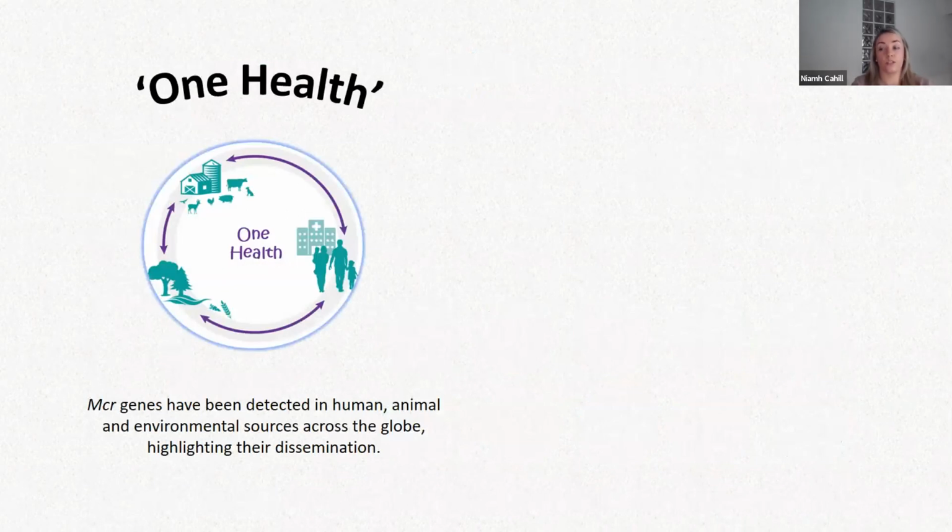So, as we know, a huge emphasis has been placed on the One Health concept, which recognizes the link between human, animal, and environmental health. In relation to MCR genes, they have been detected in humans, animals, and environmental sources across the globe, therefore highlighting their spread.